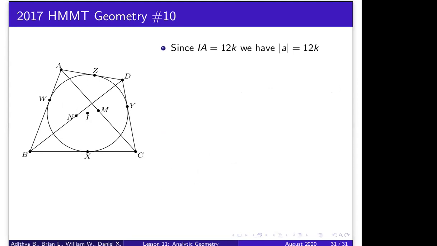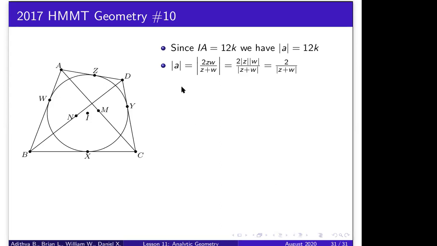Since IA is 12K, we scaled everything down. We know the absolute value of A is 12K. But we have a formula for A. It's 2ZW over Z plus W. And with absolute value properties, we can just break down the product and quotient of absolute values. But we also know that Z and W lie on the unit circle, so we can get rid of those absolute values. They're 1. So that just means the absolute value of A is 2 over the absolute value of Z plus W.